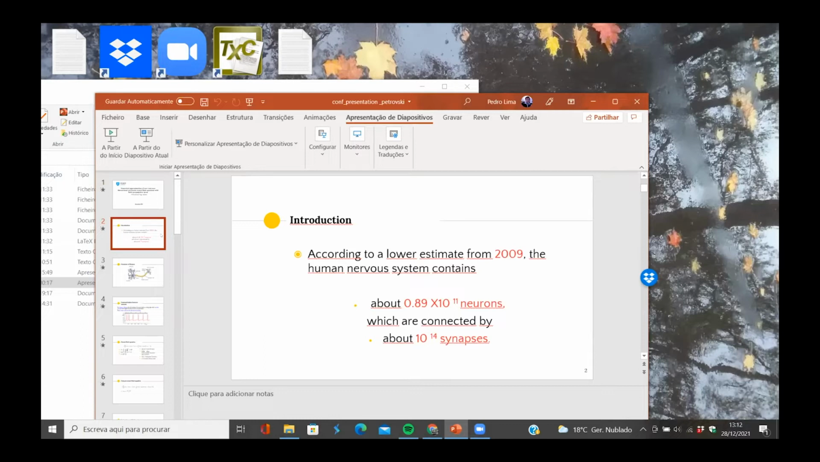So, first of all, the main application of the equation I am concerned with is the simulation of neural activity in the brain. And I must say that the brain is perhaps the most complex system that science has tried to simulate. Actually, according to an estimate from 2009, the human nervous system contains about 0.89 multiplied by 10 to the 11 neurons. And these neurons are connected by about 10 to the 14 synapses. So this is a huge system to simulate, and it has been a very big challenge for many scientists.